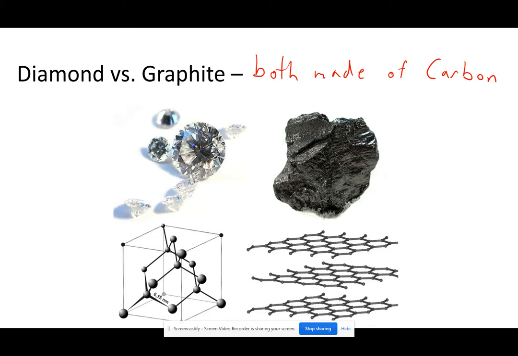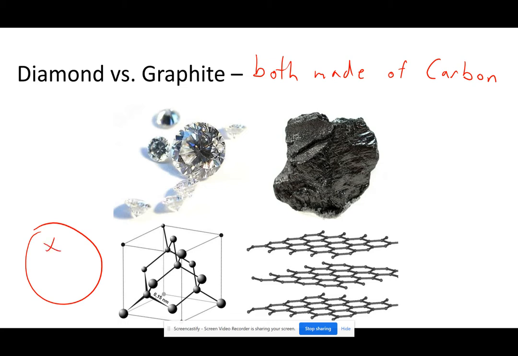It's the same element. How can something so expensive and so valuable be made of the exact same material as something like graphite? Well, it has to do with their structure. The way the atoms are arranged are different in diamond versus graphite. Both of them are made deep in the earth.